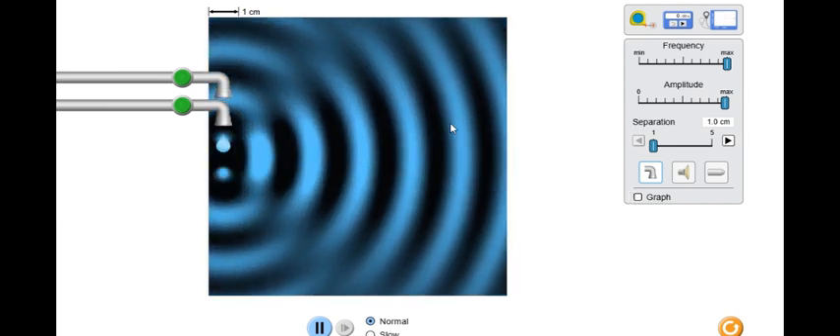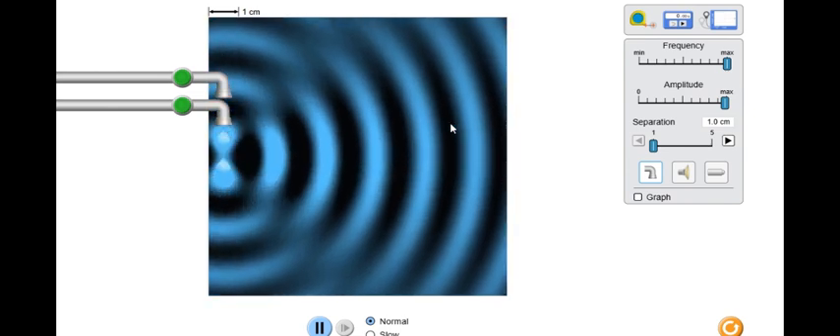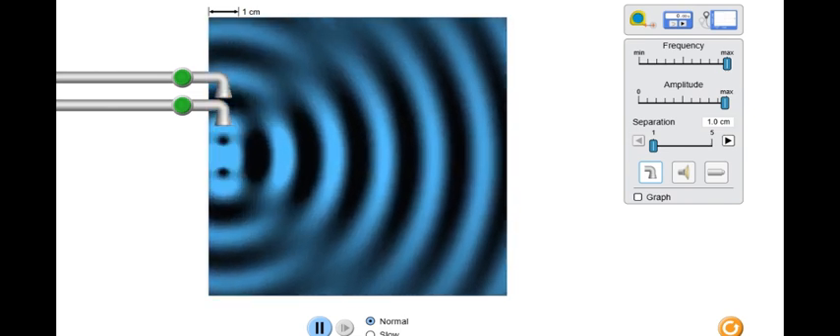So that's all I can say about the interference of waves.